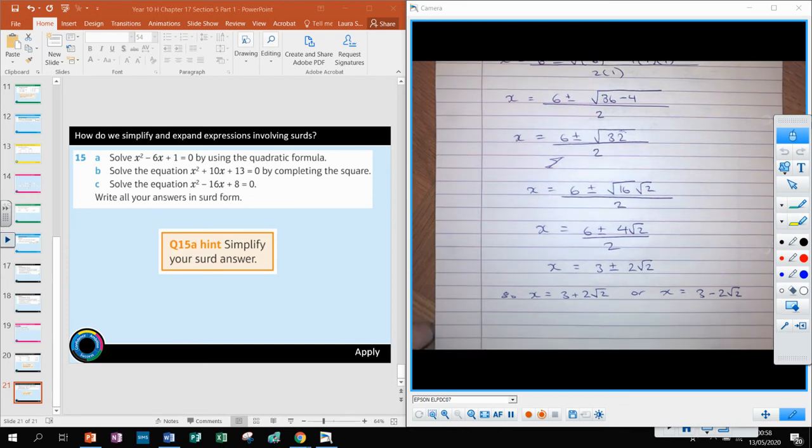So that's part A done. Please don't worry if you'd forgotten that. Now we've gone through, I need you to go and relearn it. Part B says solve the equation by completing the square. Let's go to a new page.